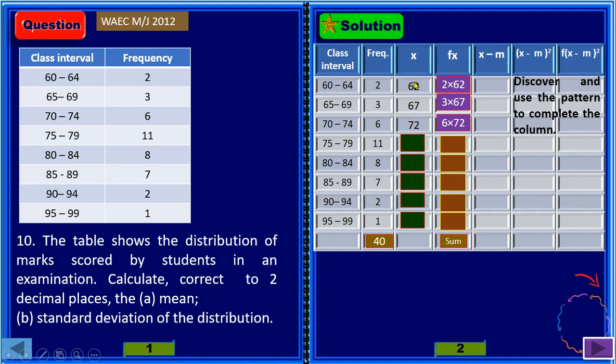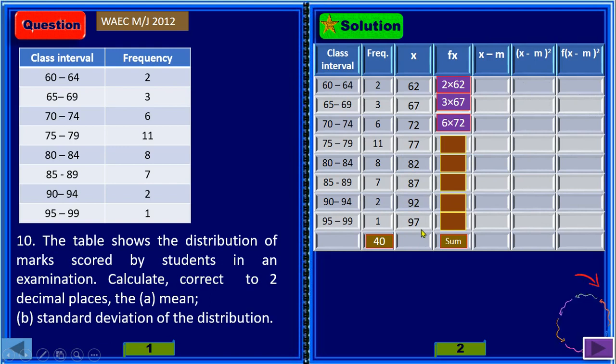The column is increasing by 5, or adding 2 to the lower class boundary. Add 2 here, 67, add 2 here, 72. So I prefer adding 2. Adding 2 here, you have 77, add 2 here, 82, add 2 here, 87, add 2 here, 92, add 2 here, 97. We don't need the total.